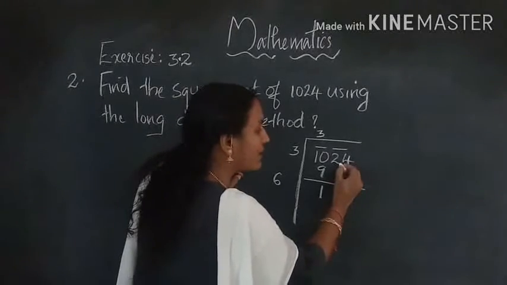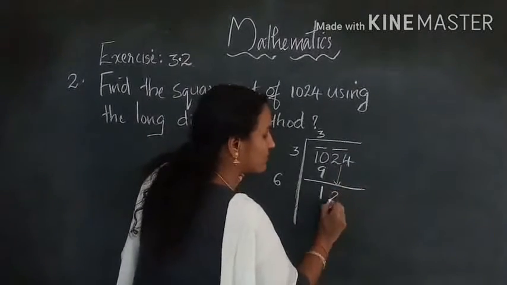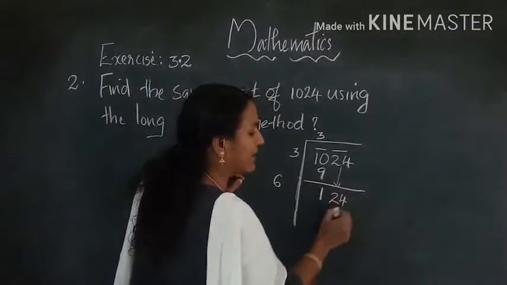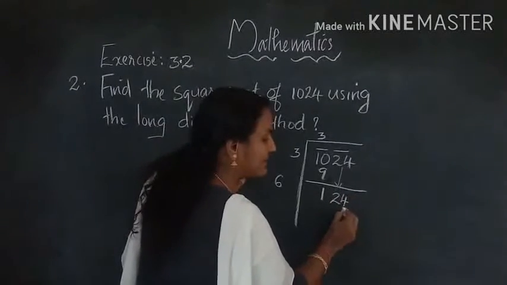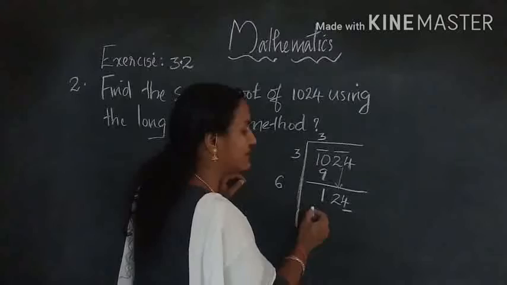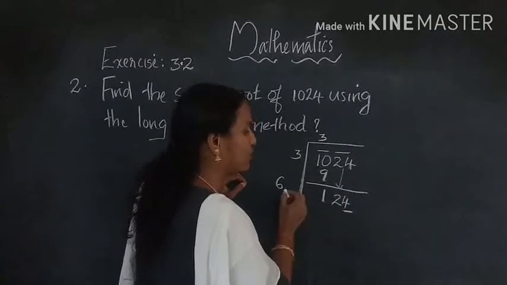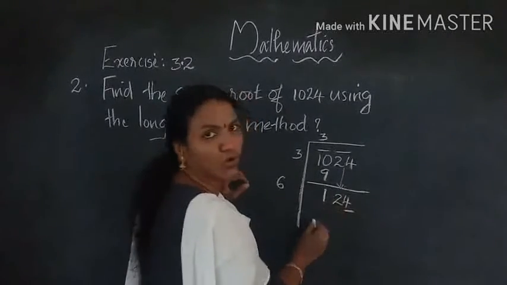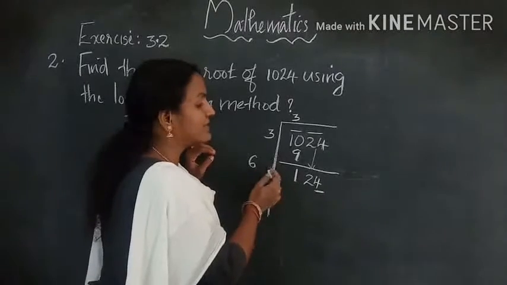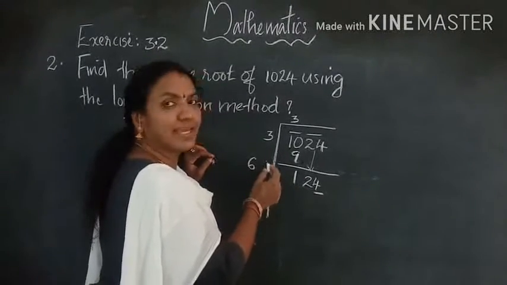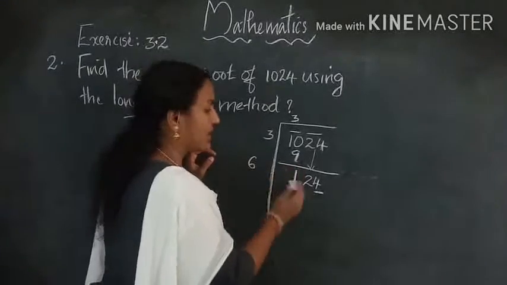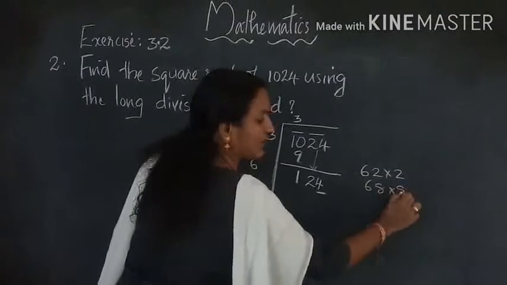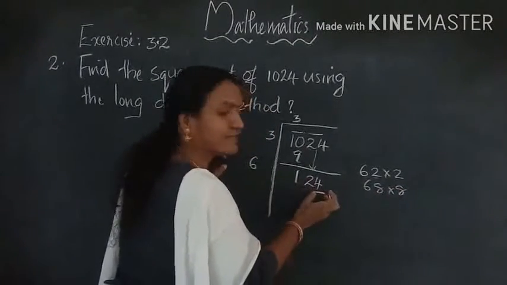Then you bring down the next group 24. Here the new dividend is 124. This number ends with 4. So the last digit of the new divisor can be either 2 or 8. So 62 into 2 or 68 into 8. Why? The 124 ends with 4.